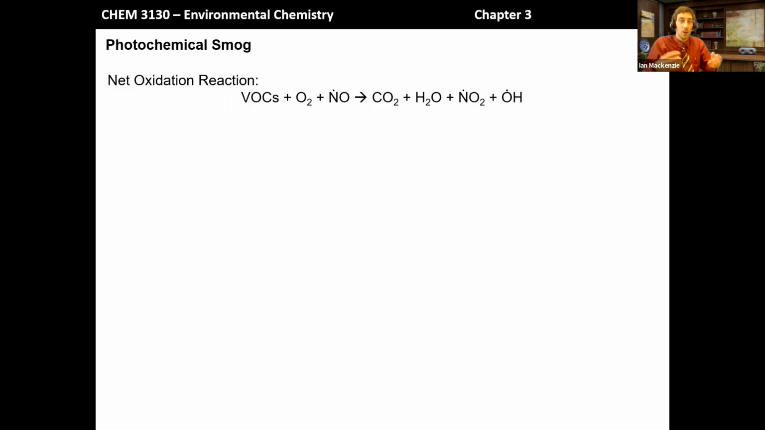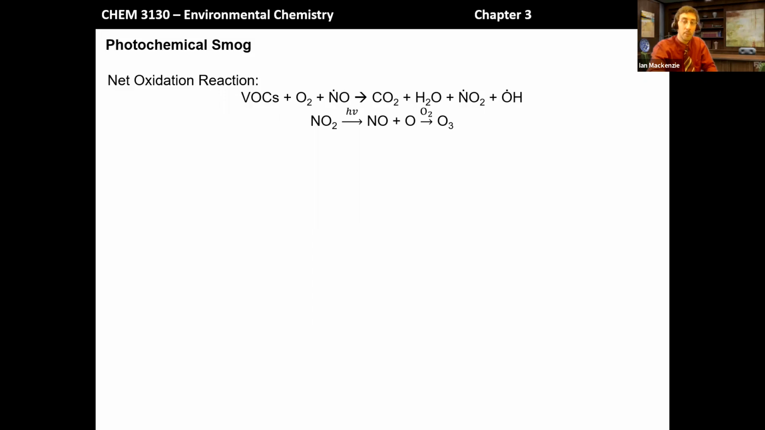And then ozone's not in this reaction anywhere, but we can remember that NO2 undergoes photolysis with the absorption of UVA light to generate a free oxygen atom that then combines with O2 to generate ozone. Now, if you look at this reaction, you'll note that the main two inputs are VOCs and nitric oxide. O2 we assume in the atmosphere to be in excess.